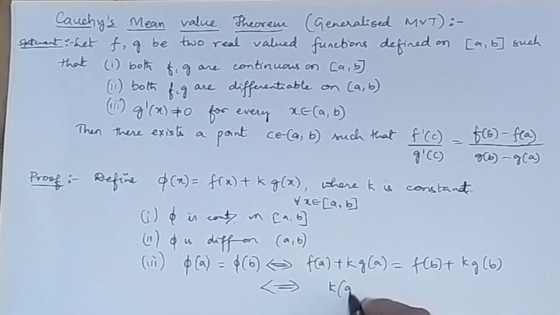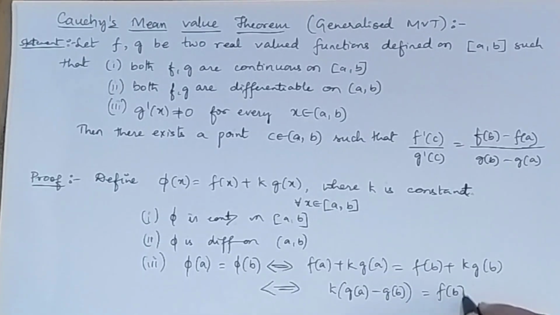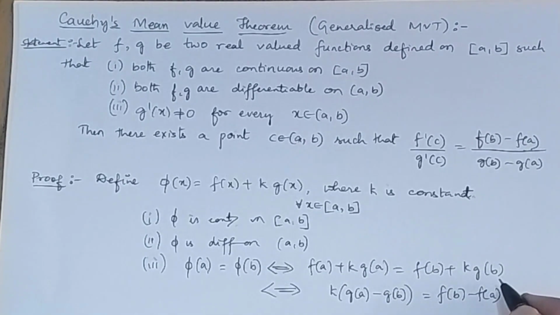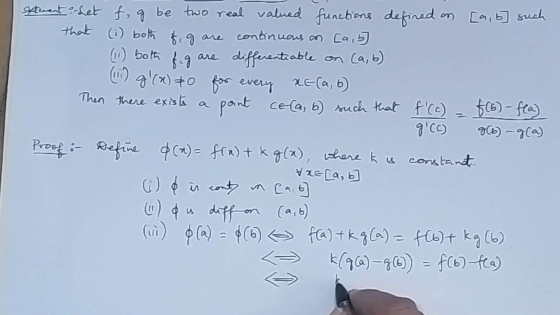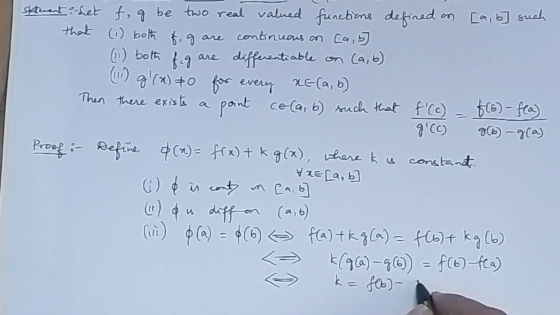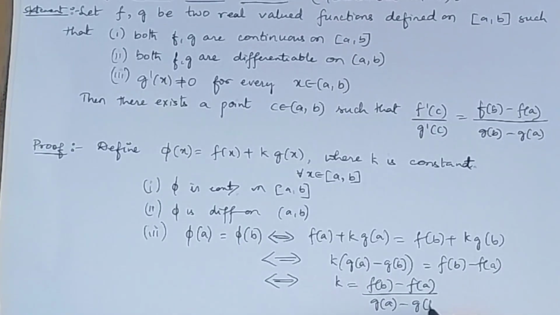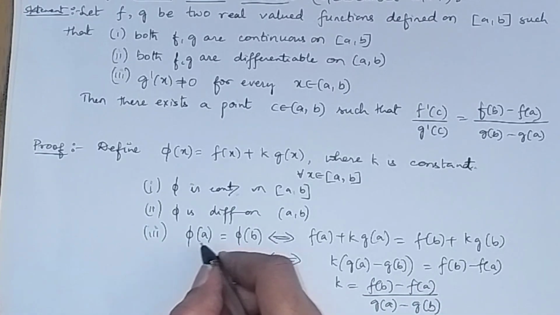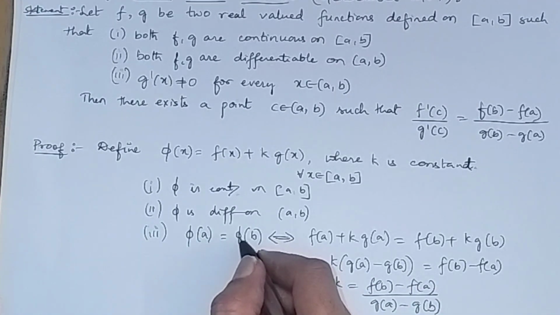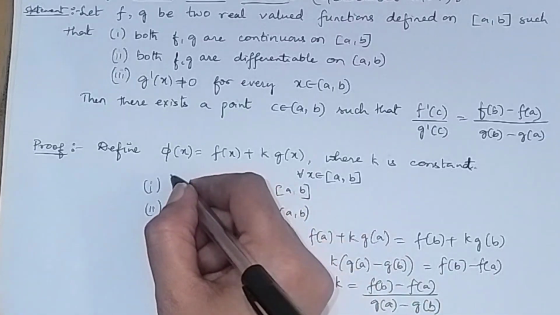k times (g(a) - g(b)) is equal to f(b) - f(a), which implies k is equal to (f(b) - f(a)) / (g(a) - g(b)). So for this particular choice of k, phi(a) equal to phi(b) is satisfied. Therefore, all the three conditions of Rolle's theorem are satisfied for the function phi.